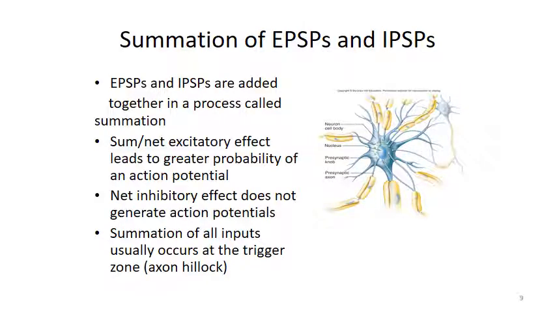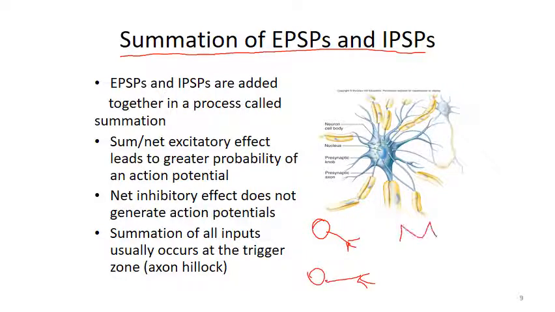Now, what can happen is here's a summation of EPSPs and IPSPs. It could happen that one neuron causes the EPSPs, or the excitatory postsynaptic potential, and the other one causes an inhibitory one. So let's say that this upper presynaptic neuron releases acetylcholine. This leads to sodium entry. But let's say the other one releases serotonin or GABA. This opens up chlorine channels instead.